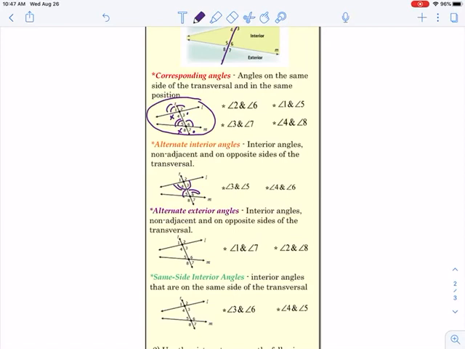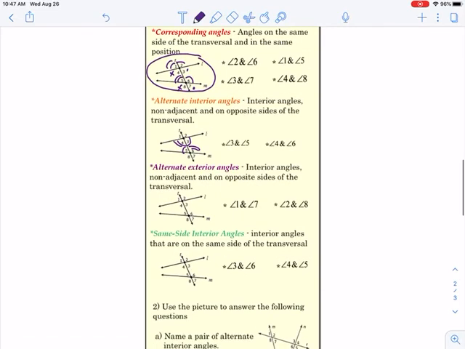Alternate exterior angles, okay, are going to be exterior angles that are non-adjacent and on opposite sides of the transversal. So we have angle 1 and angle 7, and then angle 2 and angle 8 are alternate exterior angles.